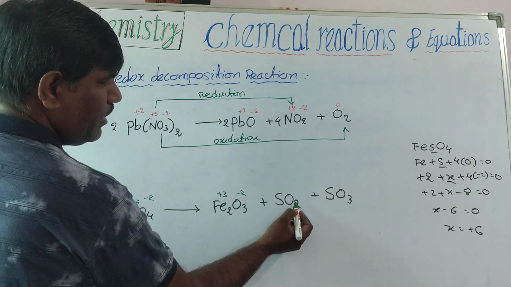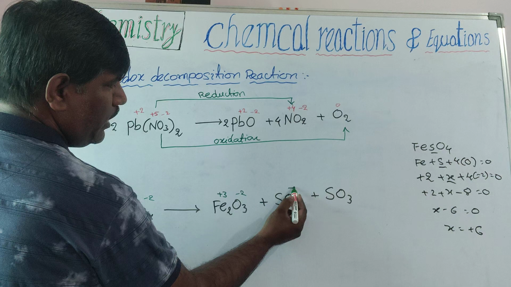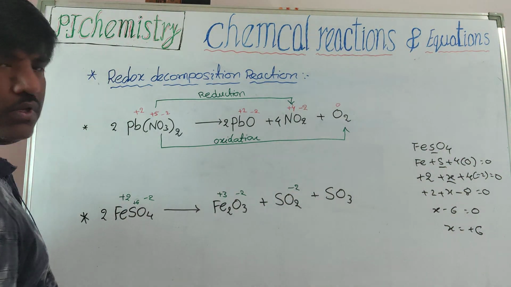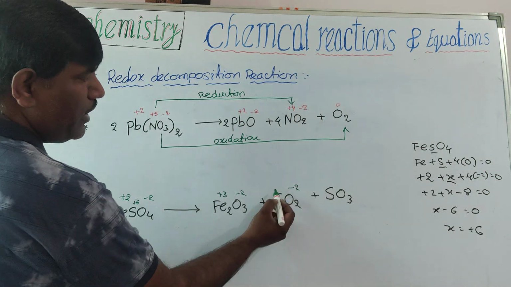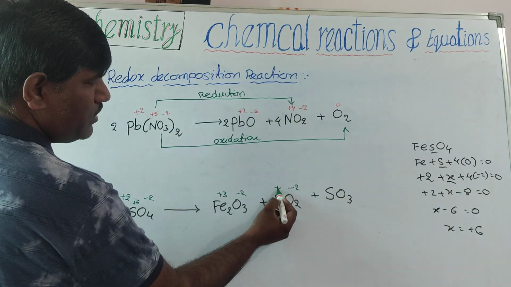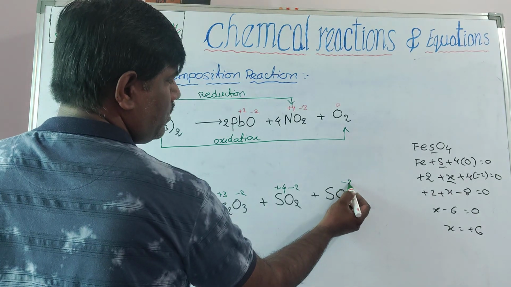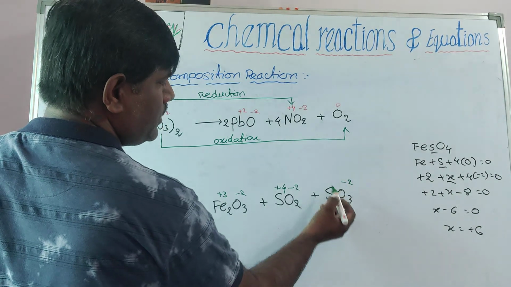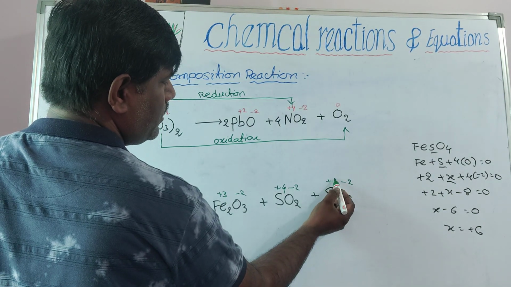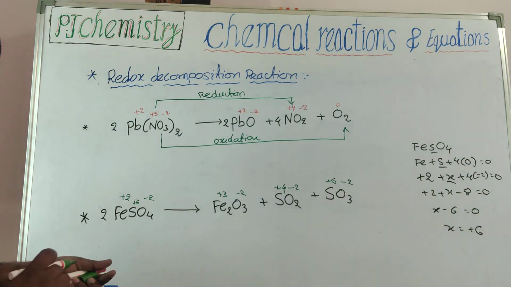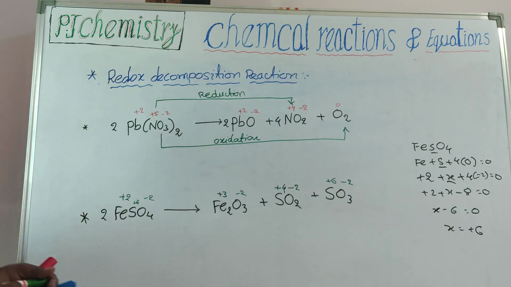Now sulfur: oxygen gains 2 electrons. How many oxygens? 2 oxygens in SO2. So a total of 4 electrons gained from sulfur. So sulfur is +4. In SO3, each oxygen gains 2 electrons, and the total of 3 oxygens gaining from sulfur is 6 electrons. Now you observe the changes.